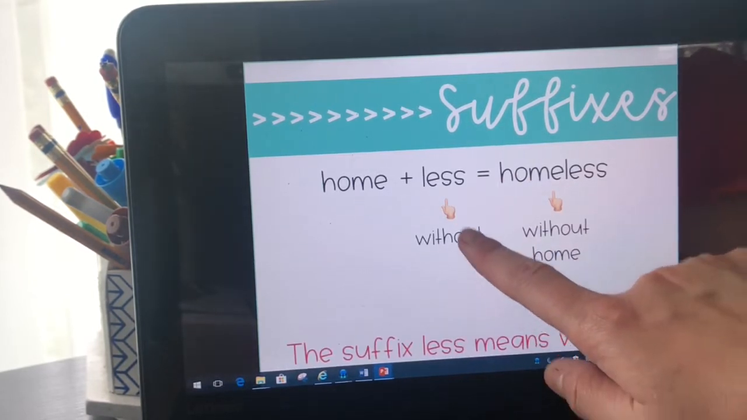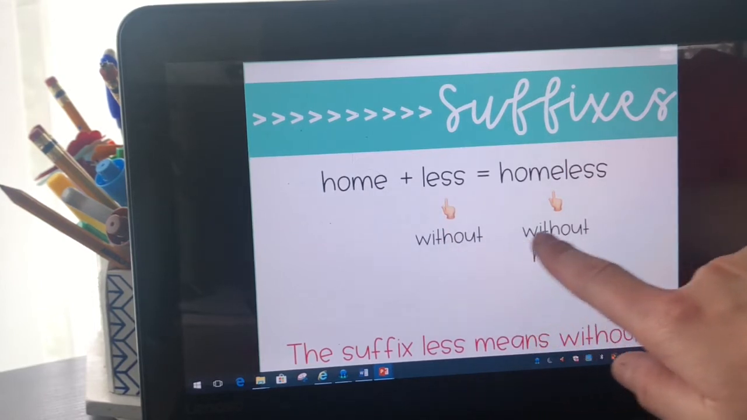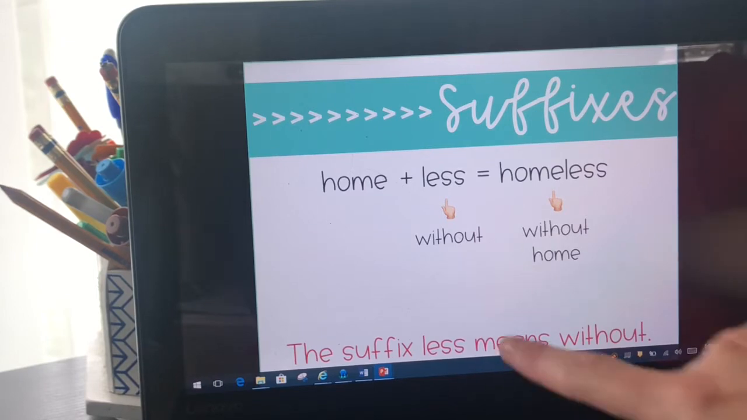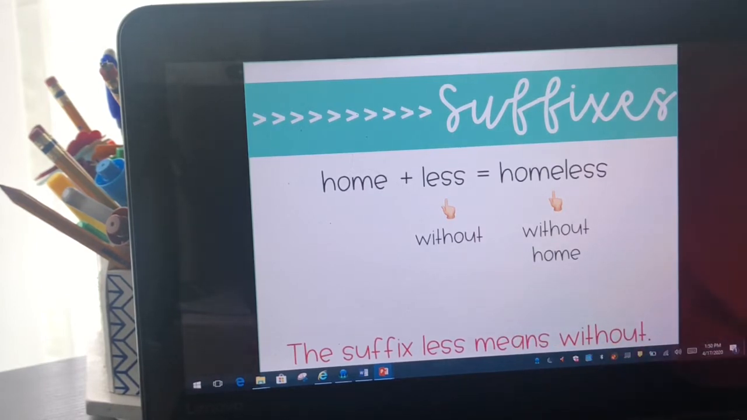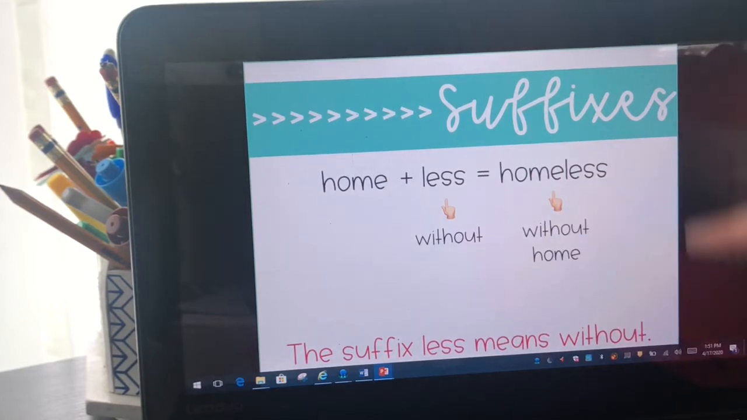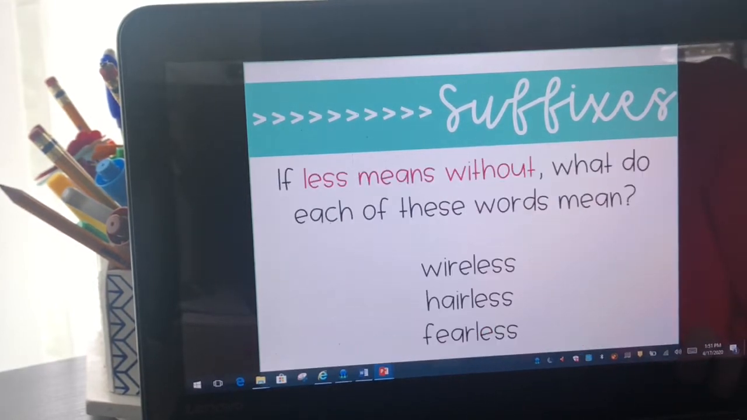So if the word less means without, if I add it to the word home, that means without a home, without home. The suffix less means without. So it changes home to homeless, homeless meaning without home.